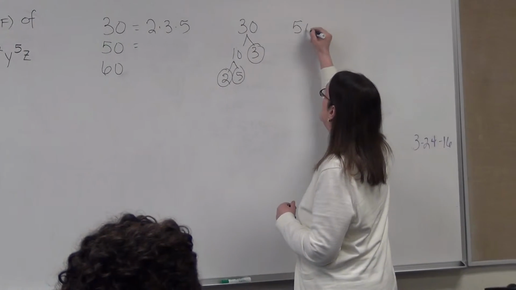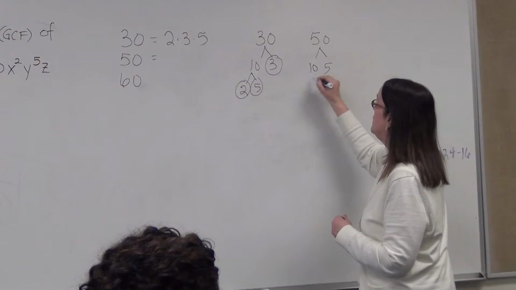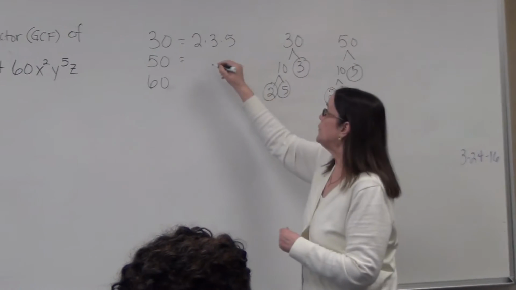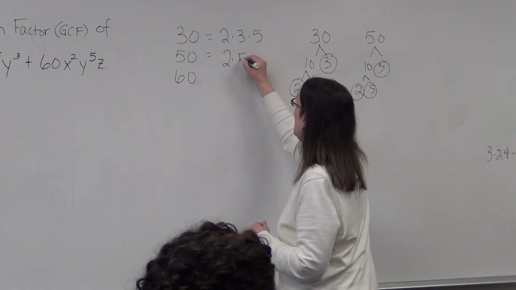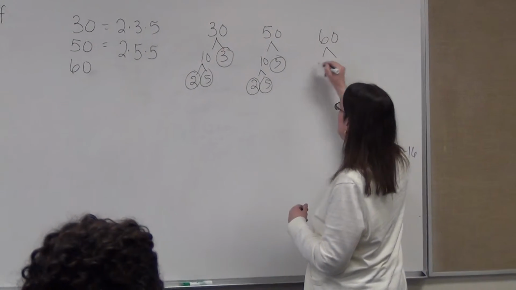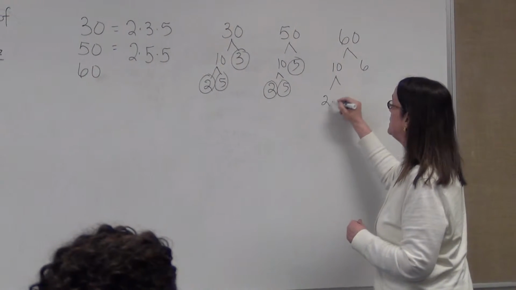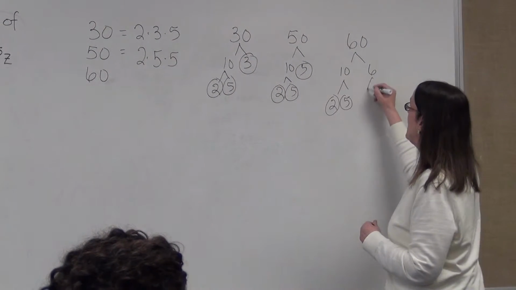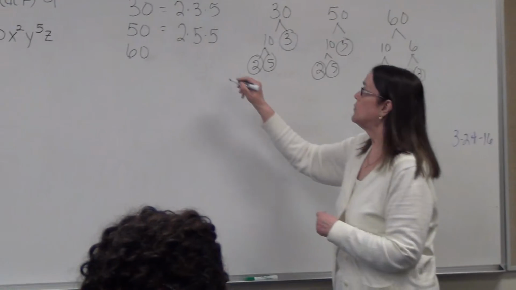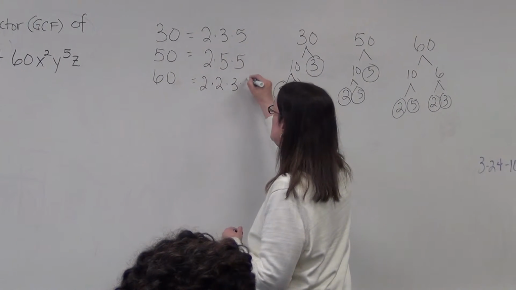Now 50, again, 10 and 5. 10 is 2 times 5. So 50 is 2 times 5 times 5. And then 60, again we see that 10 as a factor, times 6. 10 we've already seen is 2 times 5. What about 6? 2 times 3. Okay. So 60 is 2 times 2 times 3 times 5.